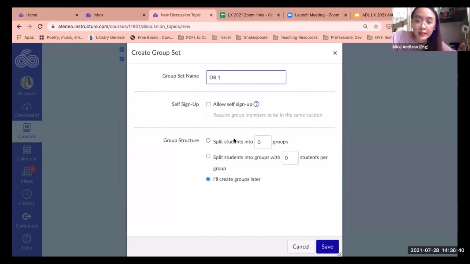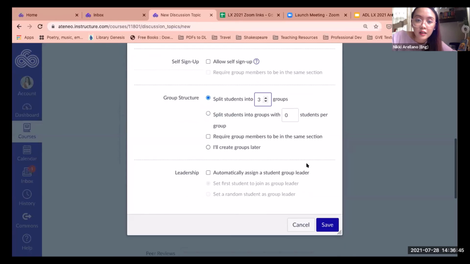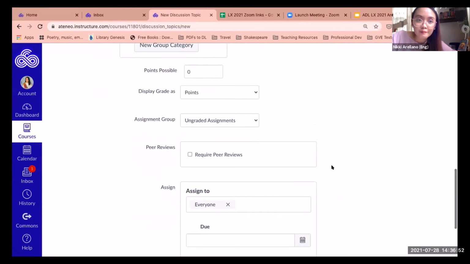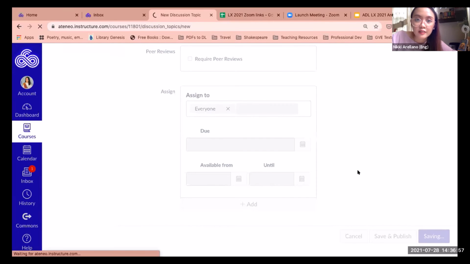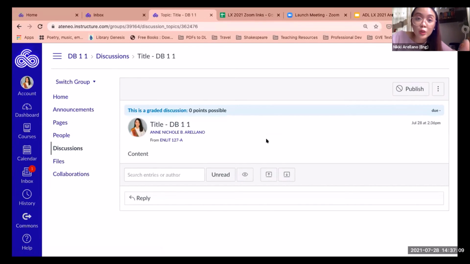And then you can randomly split students into 3 groups, let's say, right? And then save. And then when you create it, I'll save it. Let's see what happens there. So you visit each group. It creates these links, right? Then if you click it, it will take you to the discussion board page, and you will only see the replies of the students who are grouped under that discussion board group.